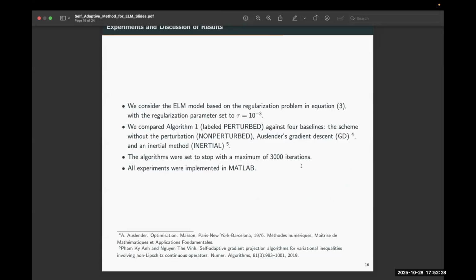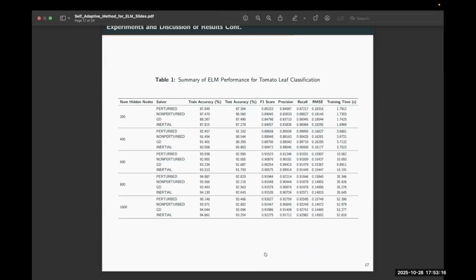So the regularization parameter, remember in our main formulation tau here, we are taking 10 raised to the power of 3 for the simulation. And we label the proposed algorithm 1 to be perturbed, as the name implies. And also we test with the non-perturbed one. Let's remove the perturbation and see what happens. And with the gradient descent method, which was proposed in this article, and also the recent inertial algorithm. In all our experiments here, we stopped the algorithm after 3,000 iterations, and all the code was implemented in MATLAB. So you can see the result here.